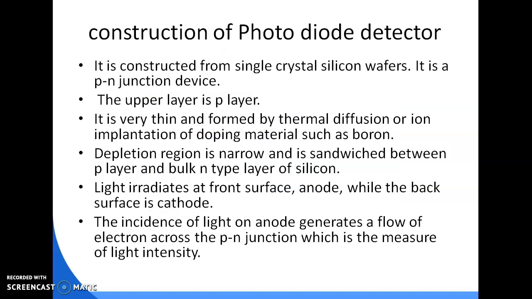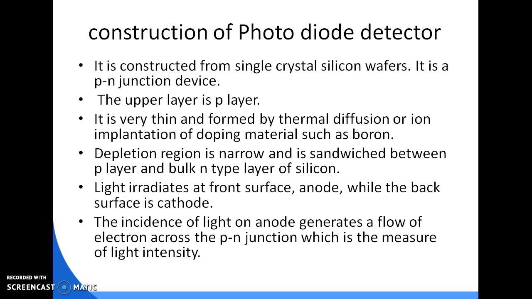It is constructed from single crystal silicon wafers. It is a PN junction device. The upper layer is the P layer, or P-type semiconductor. It is very thin and formed by thermal diffusion or ion implantation of doping materials such as boron. The depletion region is narrow and is sandwiched between the P layer and the N layer of the silicon.